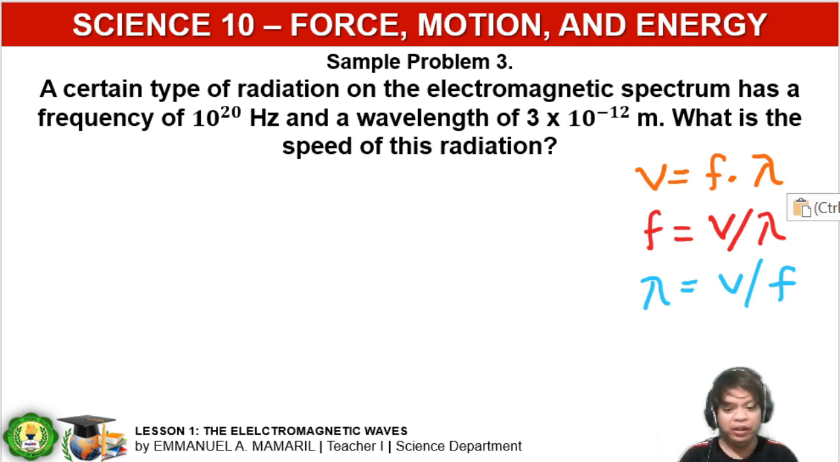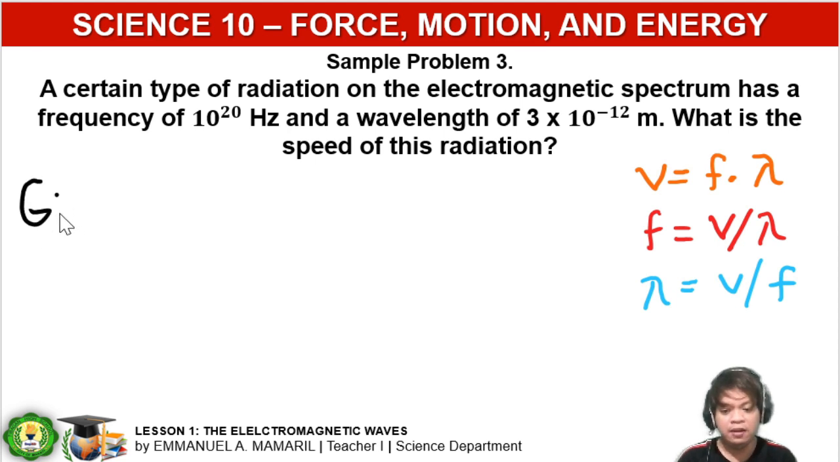A certain type of radiation on electromagnetic spectrum has a frequency of 10 exponent 20 hertz and a wavelength of 3 times 10 exponent negative 12 meters. So what is the speed of this radiation? So di natin alam kung anong radiation to or anong part ng electromagnetic spectrum to. Pwedeng visible light, microwave, radio wave, ultraviolet, or whatever. So pero ang hinahanap po natin dito is the speed. Gaano po kabilis itong certain type of radiation na to. So again, we're going to use GUFSA here.